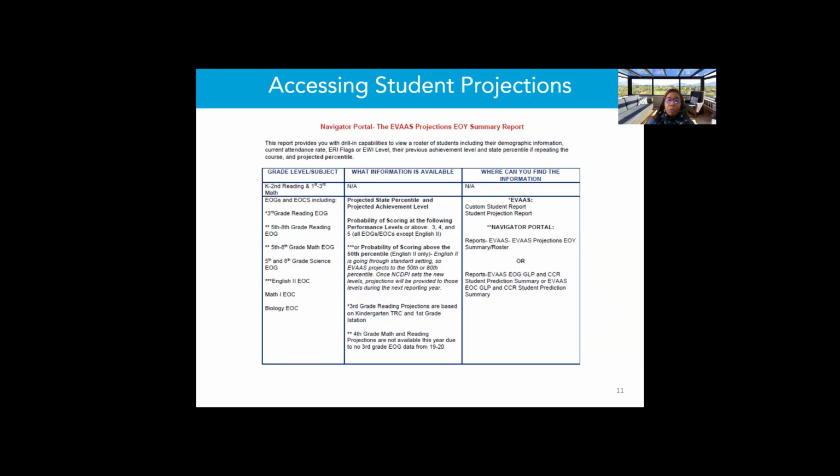For English 2, since we are in a standard setting year, the projections will be to the 50th and 80th percentile. So you'll see students who are slated to score above the 80th and students who are slated to score above the 50th. And so it looks a little differently. It looks more like the NCFEs did in prior years. It will go back to normal in the next reporting year once they have done all the level setting with projections. All right.